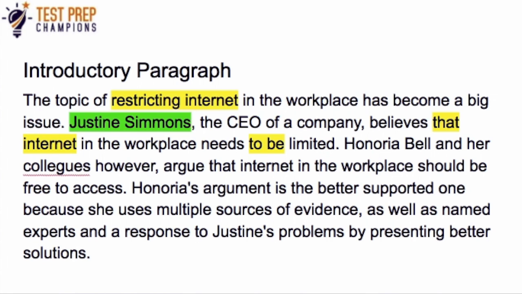So you start off by saying, the topic of restricting internet in the workplace has become a big issue. The only thing to think about here is that in between restricting and internet, you'd want to put the word the, so you'd want to say the topic of restricting the internet in the workplace. Not a big issue, just something to think about here.